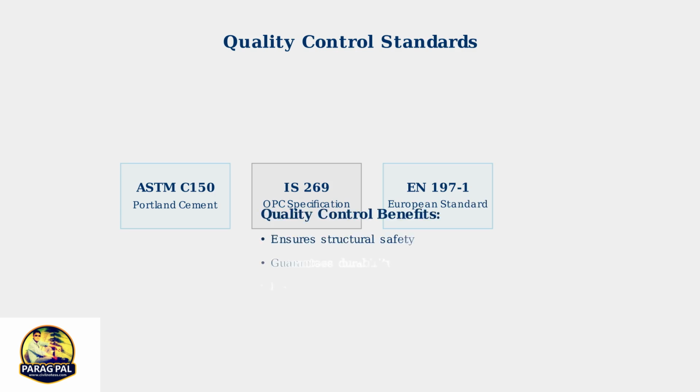Standard mortar cubes are prepared with specific cement-to-sand ratios and tested at various ages to determine strength development characteristics. Quality control through systematic testing ensures cement meets international standards like ASTM and IS codes. This verification process is essential for structural safety, durability, and performance of concrete construction projects.